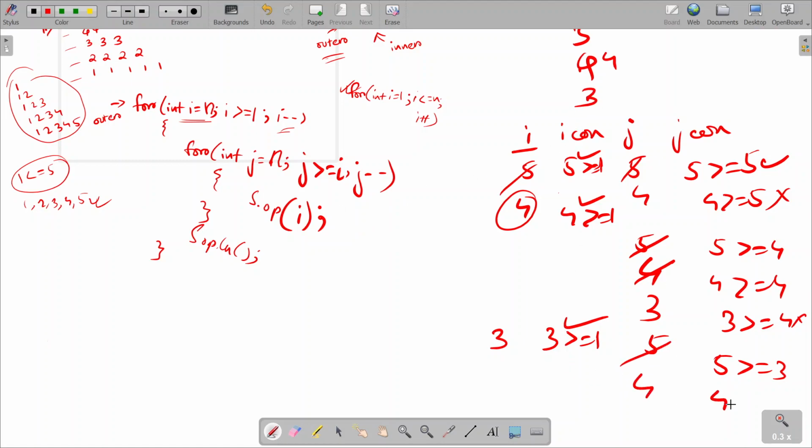j will become 4. 4 greater than or equal to 3. Yes. So it will again enter and print i, that is 3. j will become 3. 3 greater than or equal to 3. Yes, it's satisfied again, so it will enter and print i, which is 3. Then j will become 2, and 2 greater than or equal to 3? No, the condition is getting dissatisfied. It will come out of the loop and go to a new line.